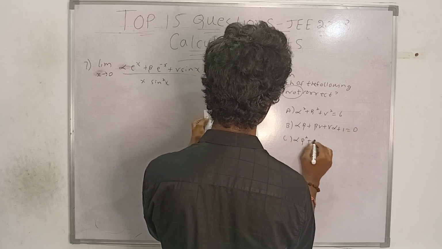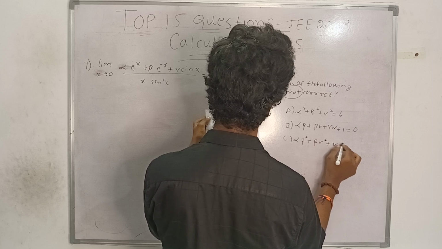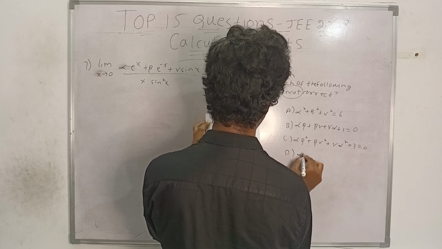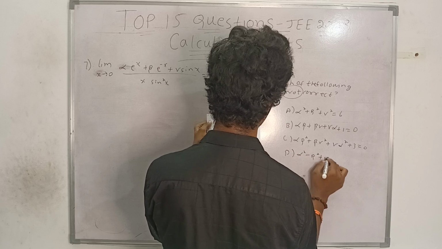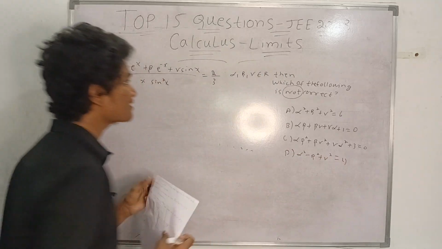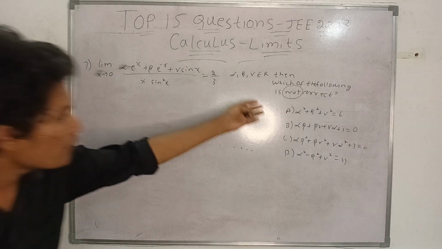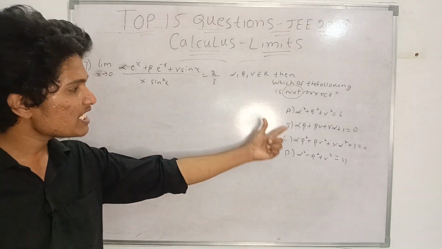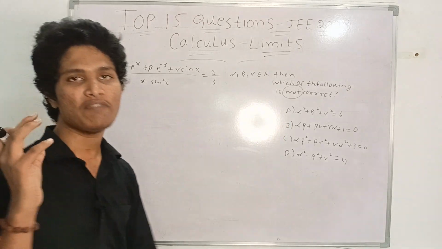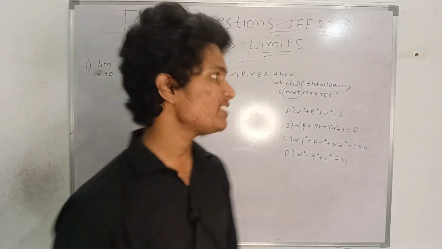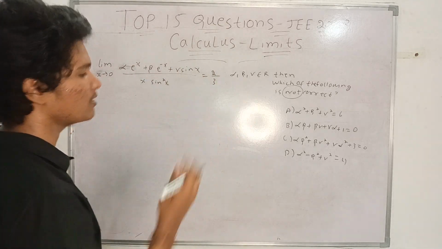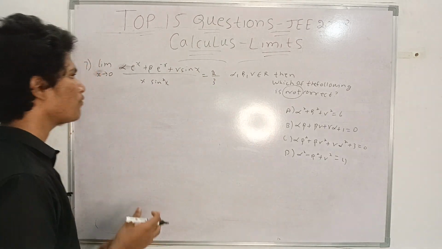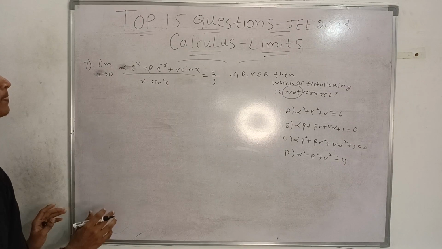B, alpha beta square plus beta gamma square plus gamma alpha square plus 3 equal to 0. D, alpha square minus beta square plus gamma square equal to 4. So these are the 4 options. You have to find alpha, beta, gamma, and substitute these values in the 4 options to find which is not correct. Three options will be correct, maybe A, B, D or A, B, C, whatever. So we have to solve for alpha, beta, gamma.